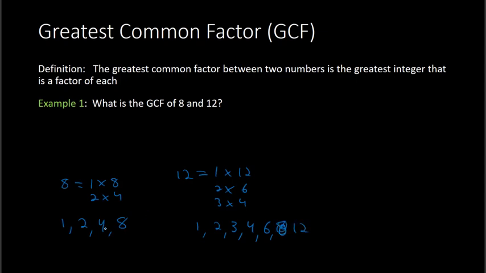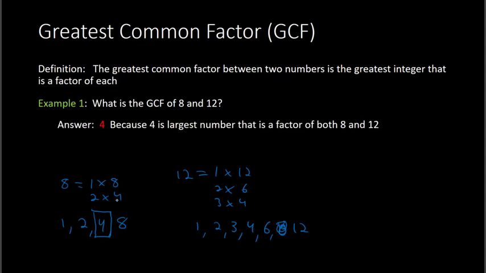And that's it. So 4 is the biggest factor that they have in common. So the greatest common factor is 4. And that's because that's the largest number that can be divided evenly into both 8 and 12.